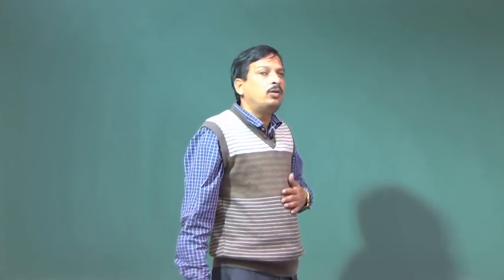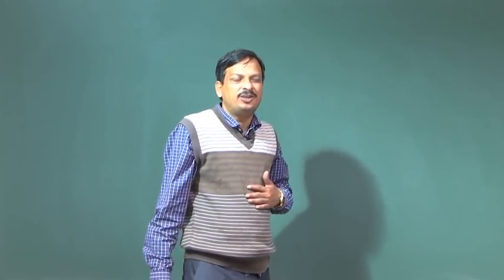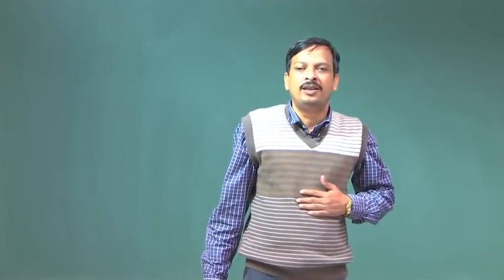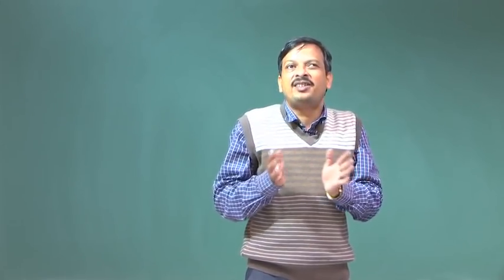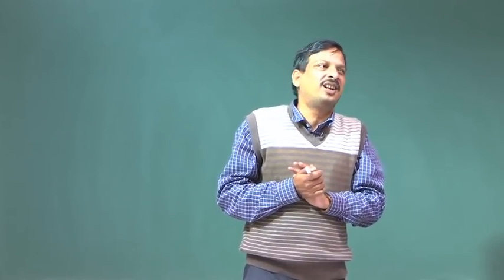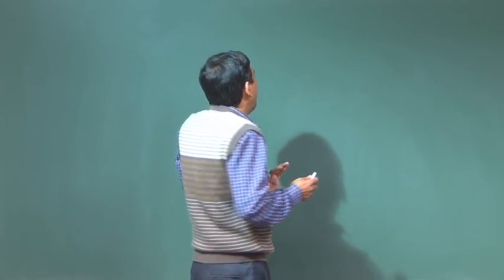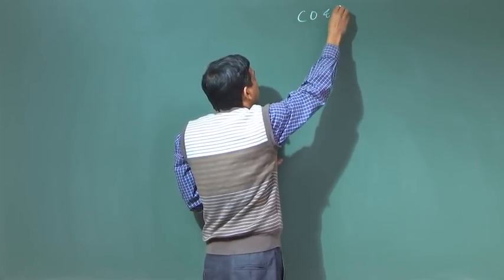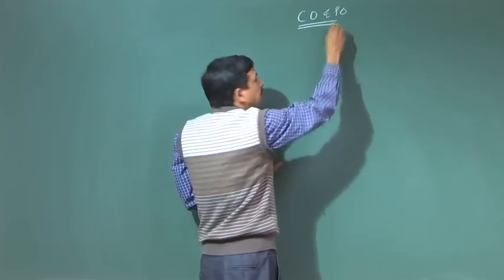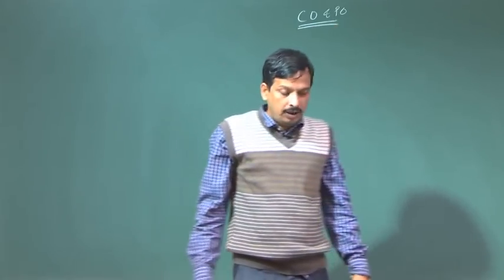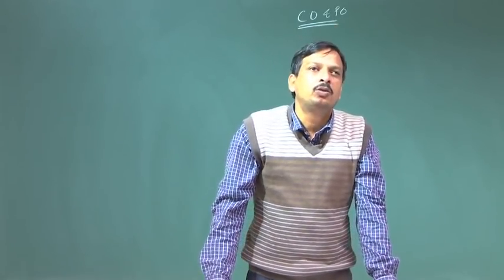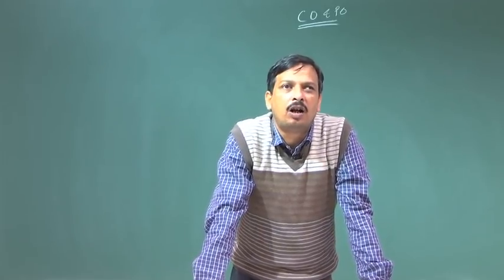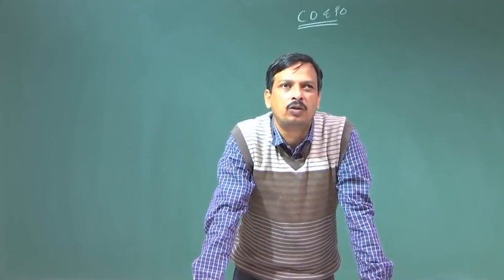So, let us today discuss that mapping, which many people have asked questions about, regarding filling up the NBA documents or Washington Accord documents. In the accreditation process, many people asked how do I map CO and PO. So, CO-PO mapping. How do I map course outcome with the program outcome?